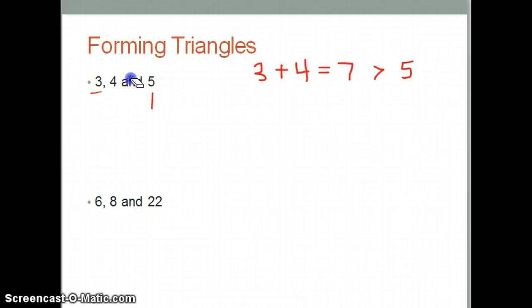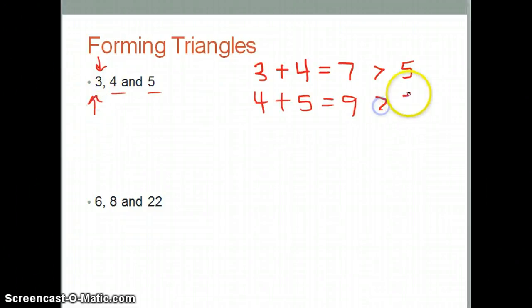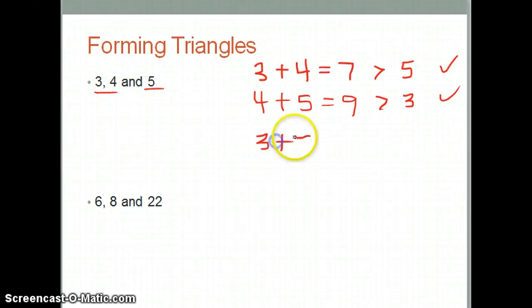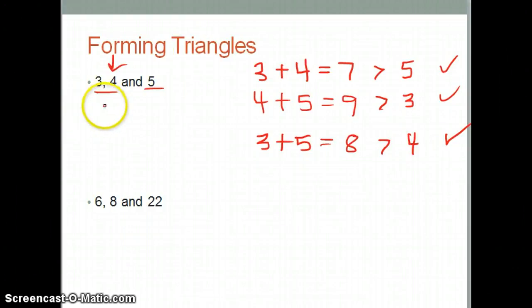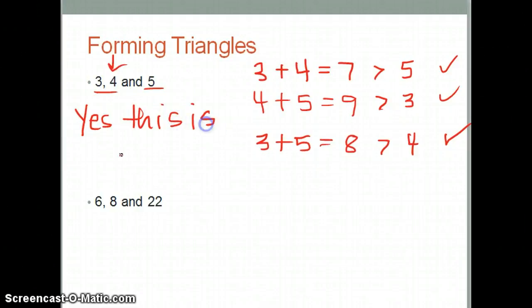But now I need to go try two different side measures. So now I'm going to try adding 4 and 5. So if I add 4 and 5, that gets me 9. And we want to see if it's bigger than 3. Well, that also works. So far we've got 2 out of the 3. Then we need to try the last one. So we're going to add 3 and 5 and see if it's bigger than 4. So 3 plus 5, I get 8. And then we want to determine if it's bigger than the 4, which it is. So then this tells us this could form a triangle. I could draw a triangle, so you could say, yes, this is a triangle. And we'd be happy with that.